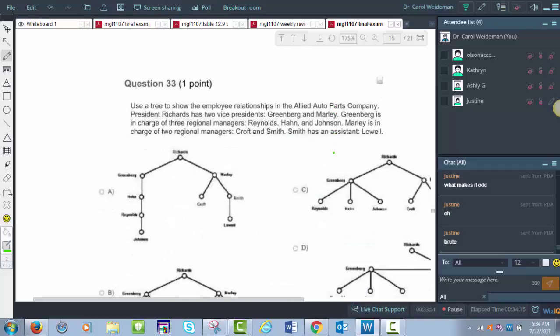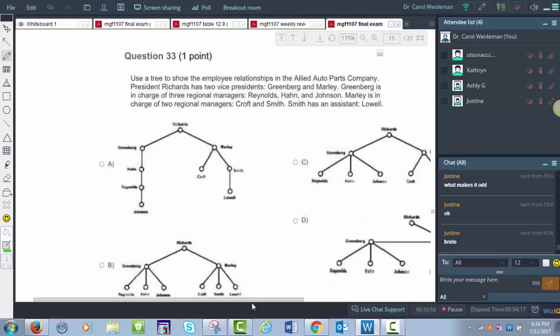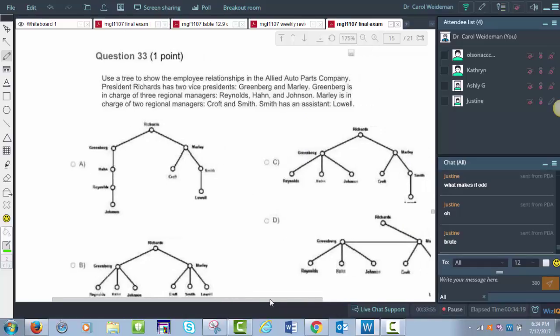All right. These are kind of fun. We want to pick the right picture. So use a tree to show employee relations in the auto parts company. President Richards has 2 vice presidents, Greenberg and Marley. Okay, good. So Richards has Greenberg and Marley. Now look at D. D doesn't show Greenberg reporting to Richards, so we can probably eliminate that one.